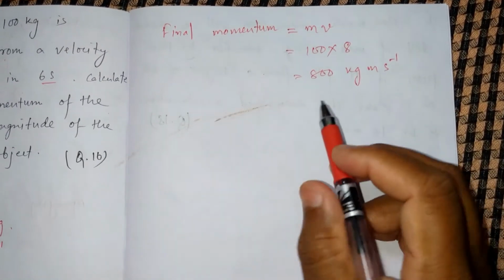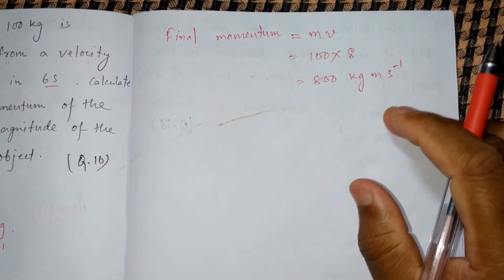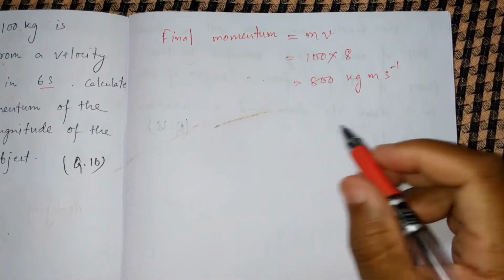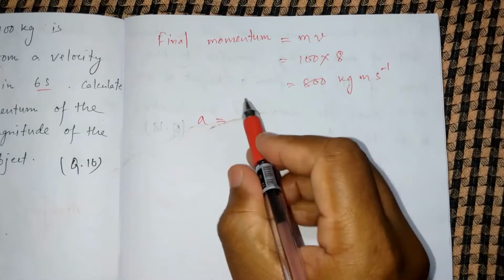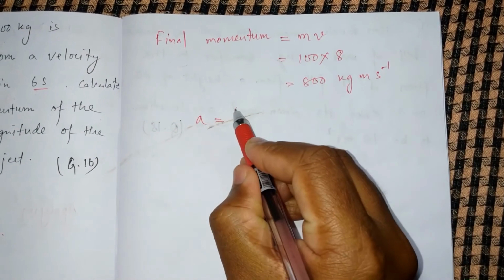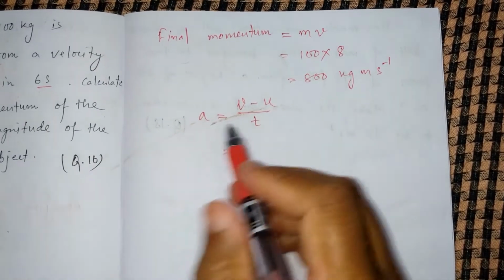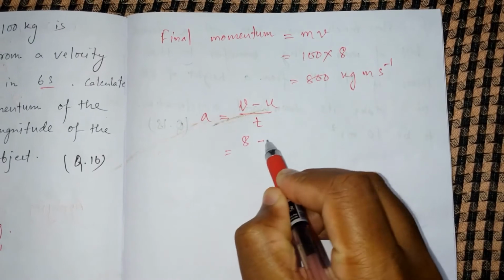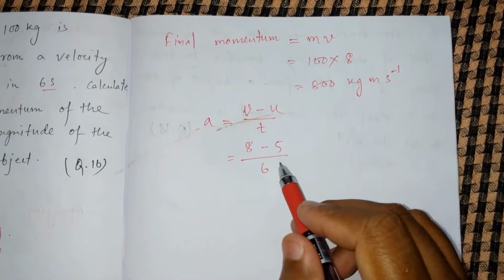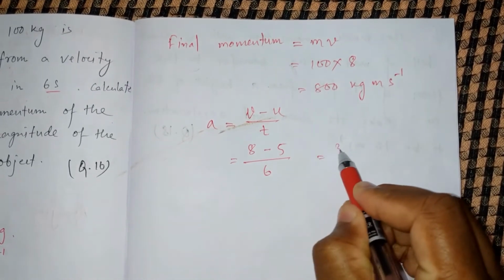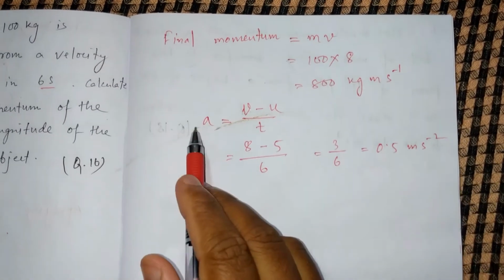So you see, for force, from Newton's second law of motion we know force F equal to ma. So we have mass but we don't have acceleration. But one thing you know, for finding out acceleration, we know acceleration is the rate of change of velocity. That means we can say a equals v minus u by t. So what is v? The value of v is given here, it is 8 and u is 5, then divided by 6 as the time is 6. So it will be 3 by 6, that means 0.5 meter per second square. This is the acceleration.